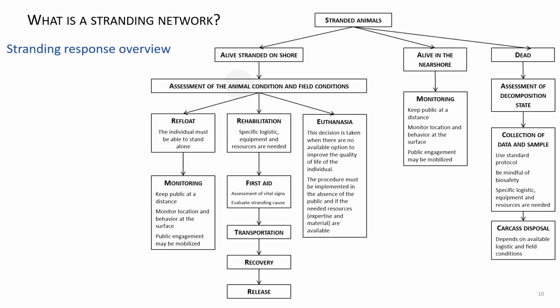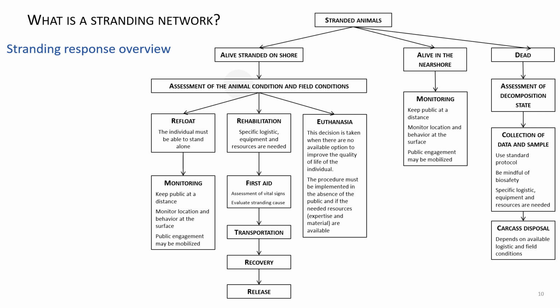And here is a summary of the stranding response overview. When we have stranded animals, we have three scenarios. First, the animal is alive, stranded on shore. Second, alive in near shore. And third, the animal is dead. If the animal is alive, stranded on shore, we need to assess the animal condition and field conditions. We can refloat, we can rehabilitate, or we can apply euthanasia.